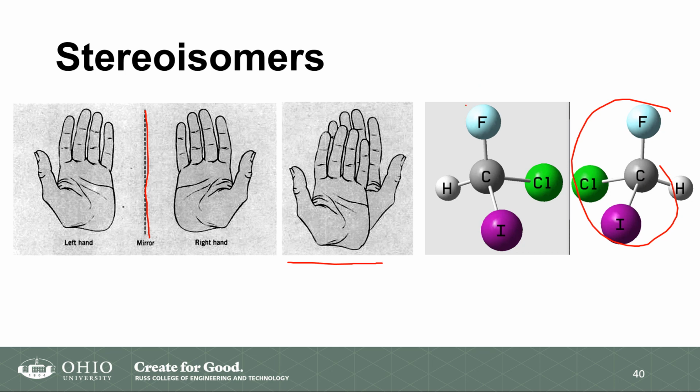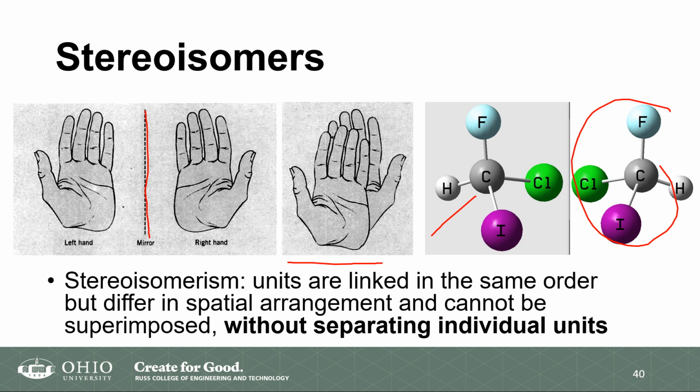For instance, if I were to superimpose this on that, my iodine will be facing this way, coming out here, and my hydrogen will be on top of my chlorine, which will be on top of my hydrogen. No matter how you do it, if you take this image and try to superimpose it on this, there will be no way for them to lie directly on top of each other. What we're describing there is a stereoisomer. The order of linkages is the same: here I have carbon to fluorine, chlorine, iodine, and hydrogen, but their spatial arrangement is different.